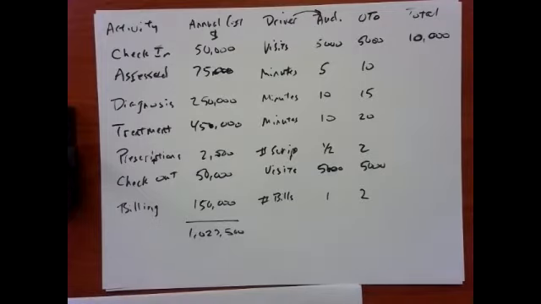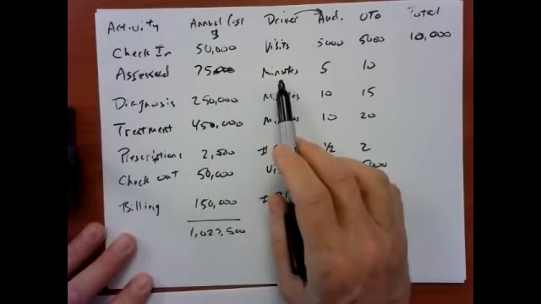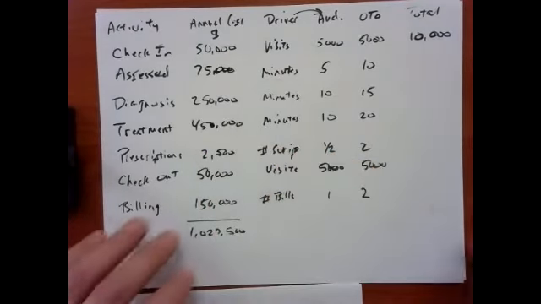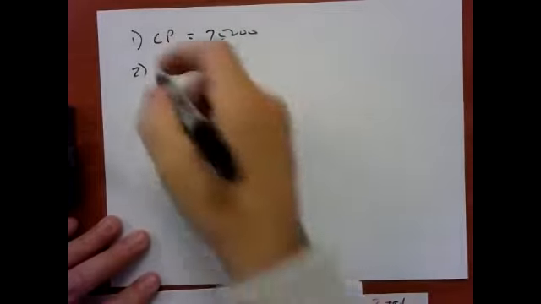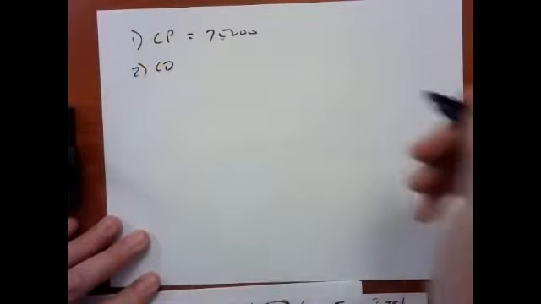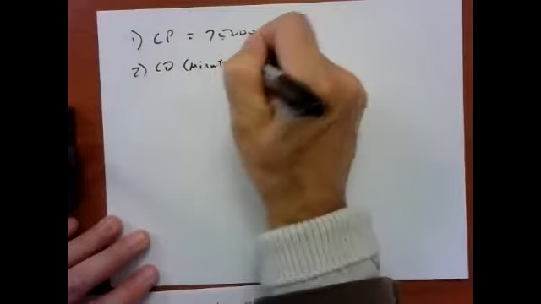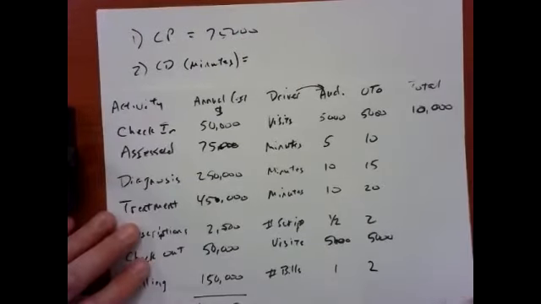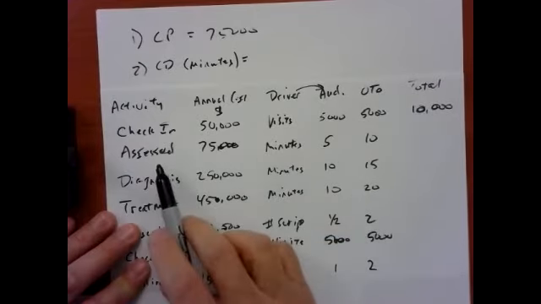So now we've got that. Now we move on to assessment. For assessment, the cost pool is going to be 75,000. We said that minutes is going to be our driver. So rather than envisioning it, the cost pool is 75,000, and I'm just doing this offline to connect it for you. The cost driver is going to be minutes. How many minutes in total for the department are committed to assessment?